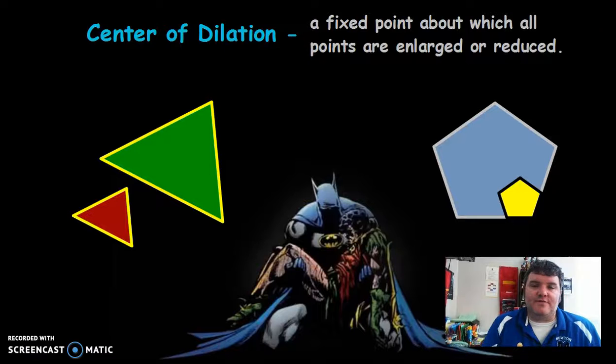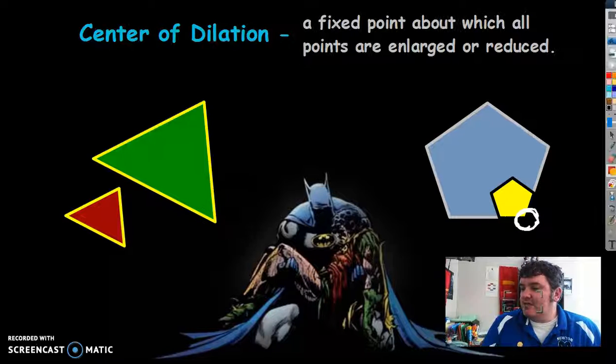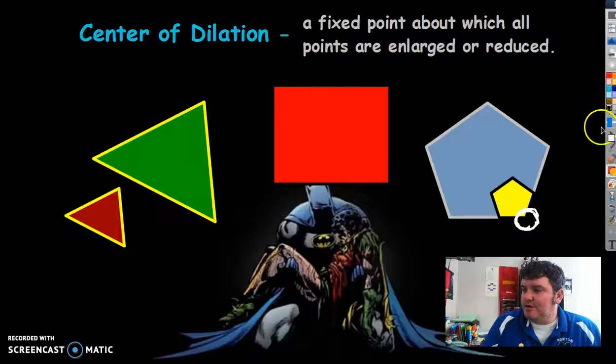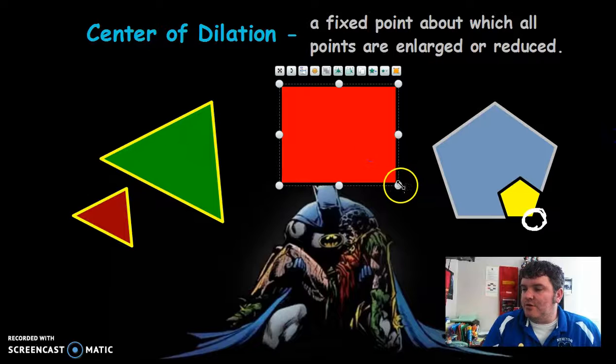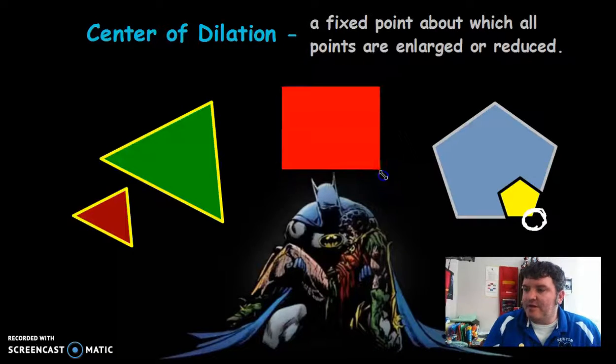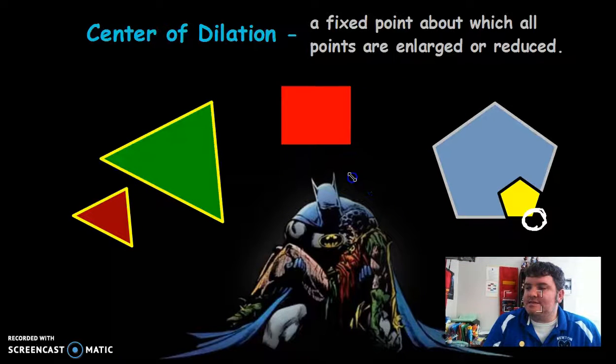Now let's talk about the center of dilation that was referred to in that previous problem. Center of dilation is a fixed point about which all points are enlarged or reduced. Now, this figure on the right has a center of dilation right here. The reason I know this is because they share that vertex. It's kind of like when you're doing a computer program and you draw a shape. If you grab the corner, see this little corner with the line here? If I grab that one and size it, it stays in proportion.